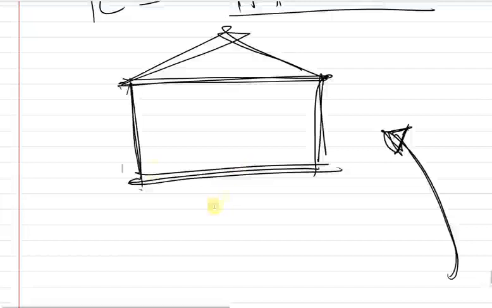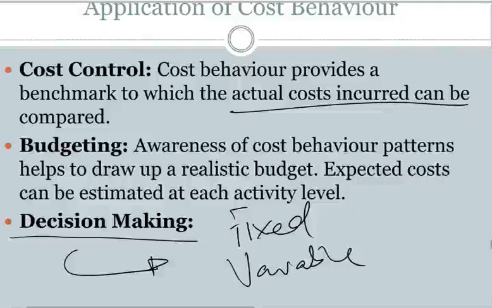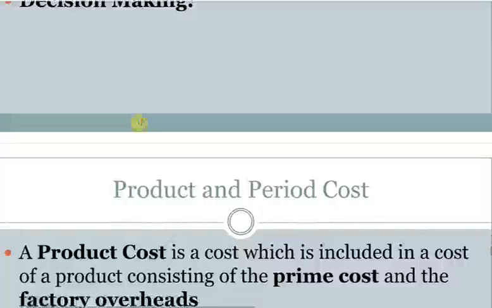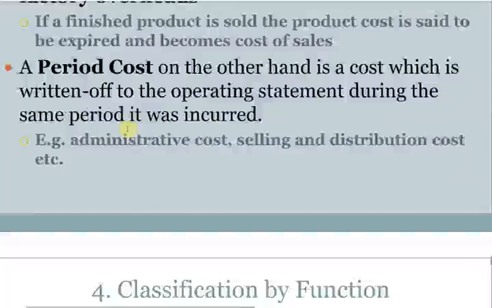So if you know that that cost is a fixed cost, you won't be busy to include it in your process of decision making. But the variable costs are the ones that are relevant for decision making. So the knowledge of cost behavior is very important. So let us look at product and period cost.